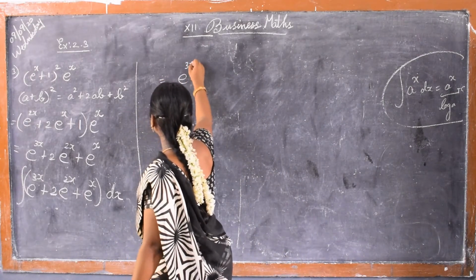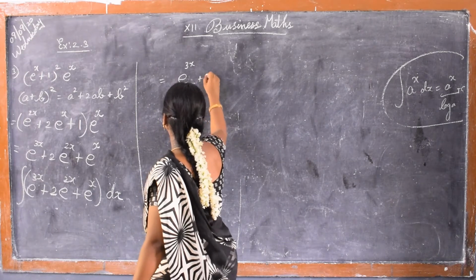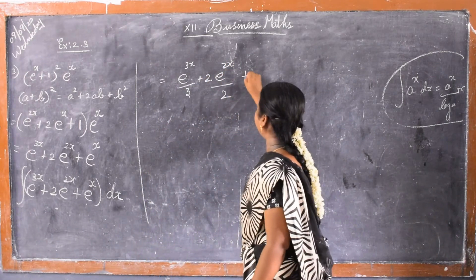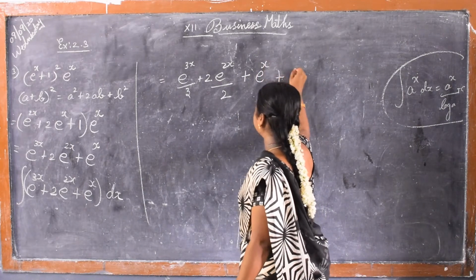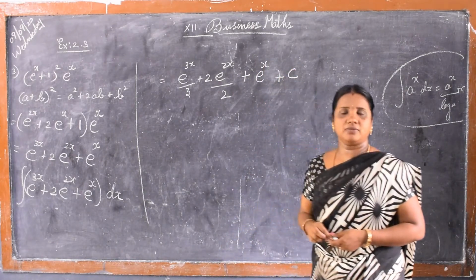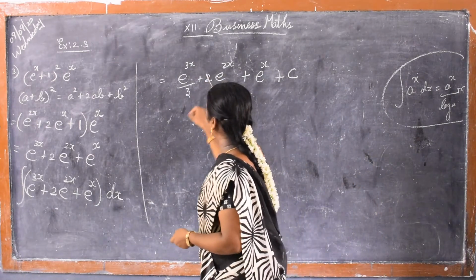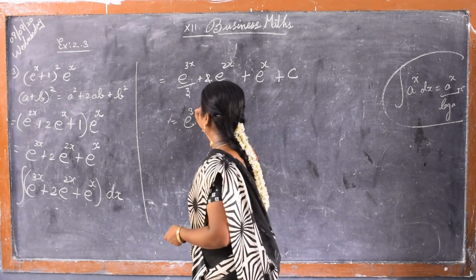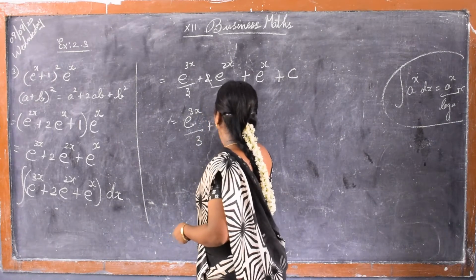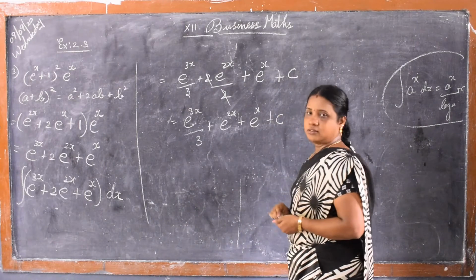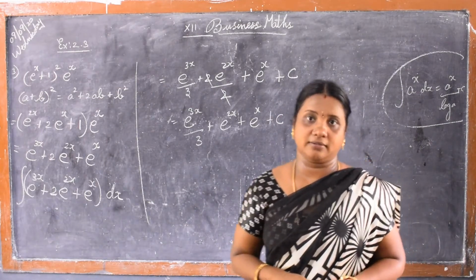e power 3x by 3 plus 2 e power 2x by 2 plus e power x plus c. If you integrate e power x, what will you get? You will get e power x alone. So e power x plus c. The 2 gets cancelled. So e power 3x by 3 plus e power 2x plus e power x plus c. This type they will ask for 2 marks. Have you understood?